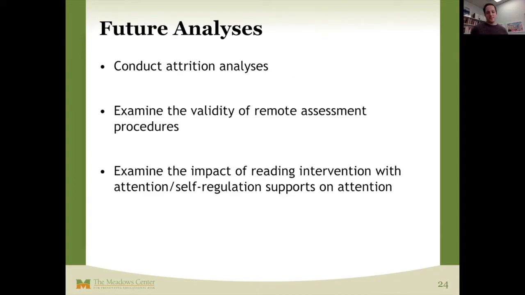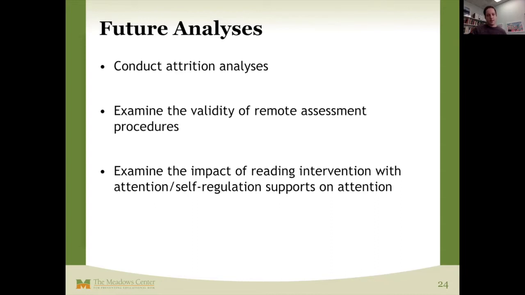In the spirit of PCRC, we're sharing research that is in progress. I think we're really hesitant to draw conclusions based on these preliminary analyses, but what we can do is share some of our plans for future analyses. Given the high level of attrition that occurred due to COVID, we're going to look closely at attrition and the effects that it may have had on our experiment.